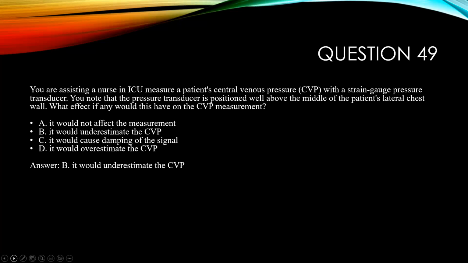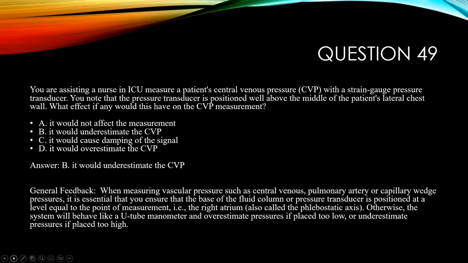Correct answer is B. It would underestimate the CVP. So you have the transducer that's higher. You just need to understand this and do well on the exam, but if it's higher, it's going to underestimate. If it's lower, it's going to overestimate.